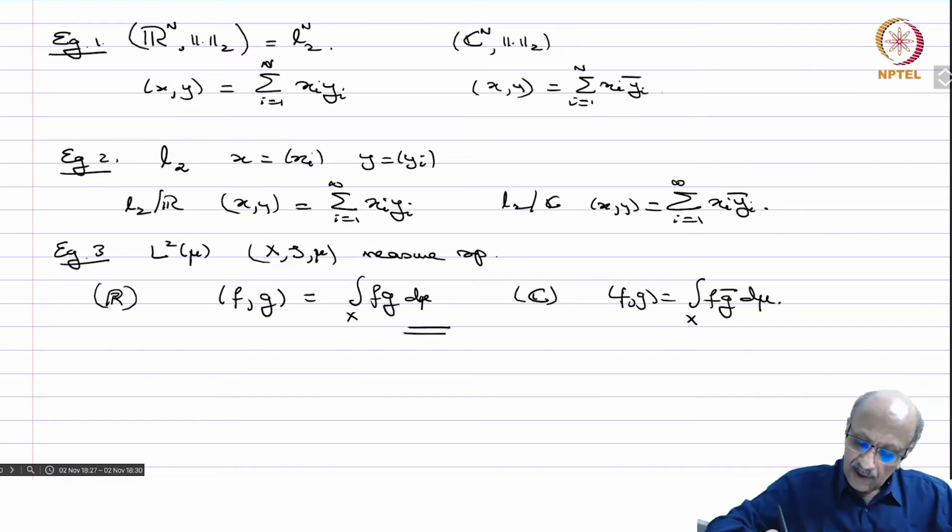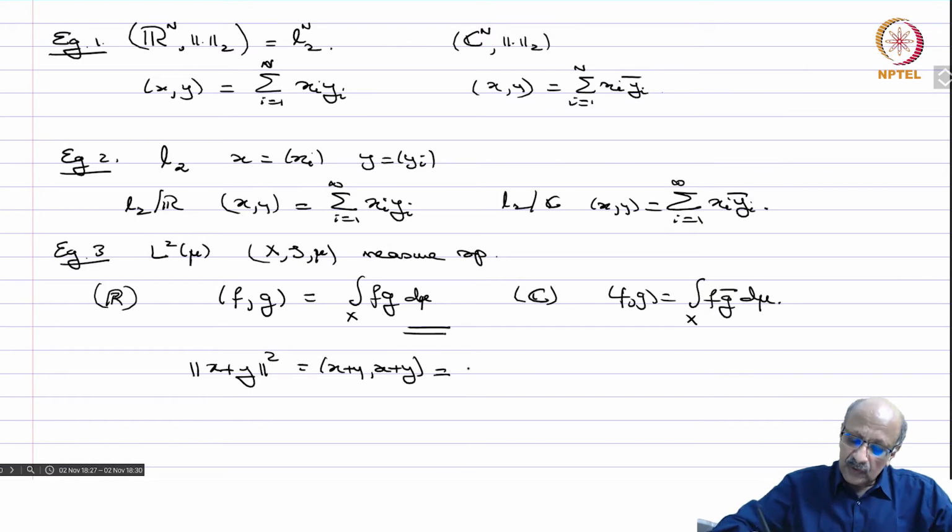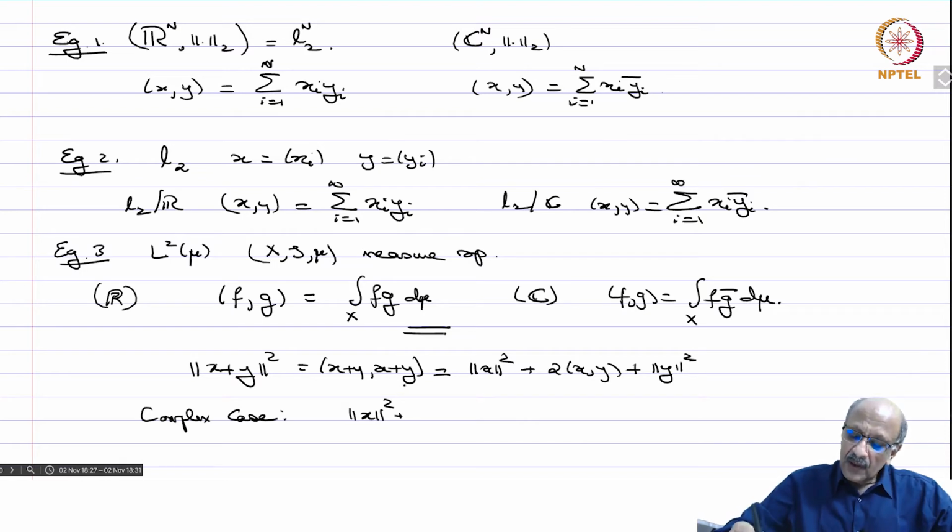Okay, so now I will mostly deal with the reals. Wherever complex needs to be mentioned, I will tell you what is the change to make. So now, what is norm of x plus y squared? It is (x plus y, x plus y). You use the linearity and develop this, so you will get (x, x), which is norm x square, plus (x, y), and then you will get (y, x), so that is 2 times (x, y) plus norm y square. So in the complex case, you have norm x square plus (x, y) plus (y, x), which is (x, y) bar, so 2 times the real part of (x, y). So this is a complex number, so you have this plus norm y square.